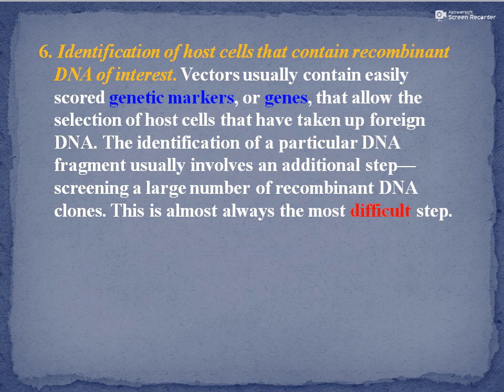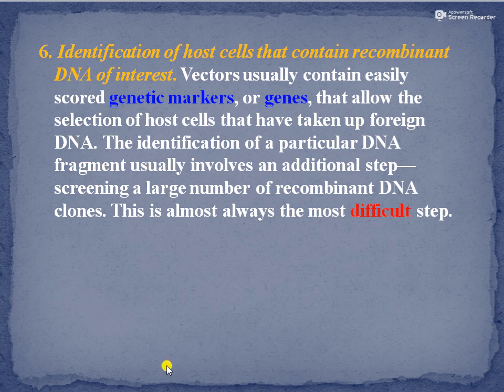So, if the vector has entered the host cell, what happens? The host cells would sometimes become antibiotic resistant, or sometimes undergo a color change. That would be used to identify whether the host cell has got the vector DNA which is already combined with a gene of interest. So the identification of a particular fragment usually involves an additional step, that is, screening of a large number of recombinant DNA clones will be done, and you will identify which host cell has got the recombinant DNA.